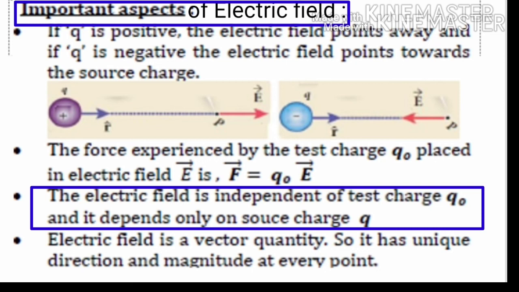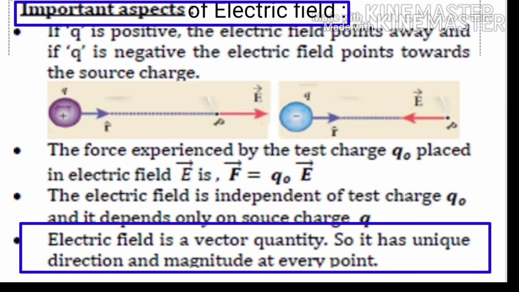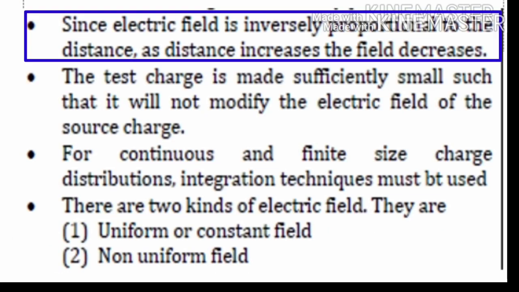Next point, the electric field is independent of test charge, which means that it always depends only on the source charge Q. Electric field is a vector quantity because it has a magnitude and direction at every point. Since the electric field is inversely proportional to the distance, if the distance increases, the field decreases. If the distance decreases, the field increases.